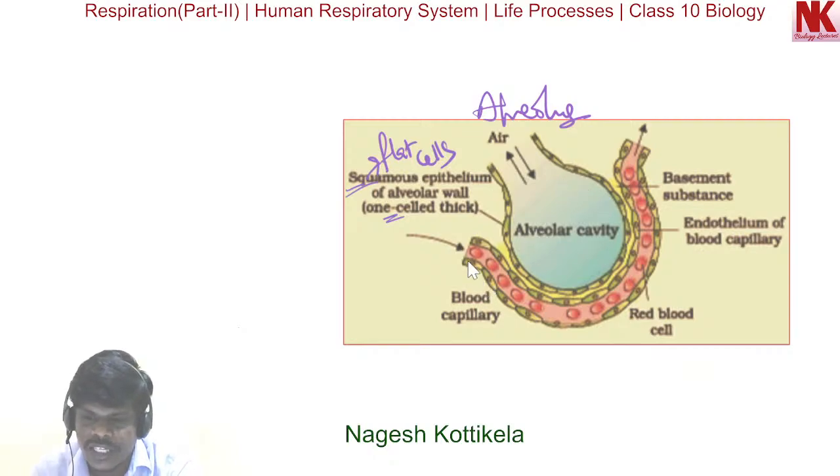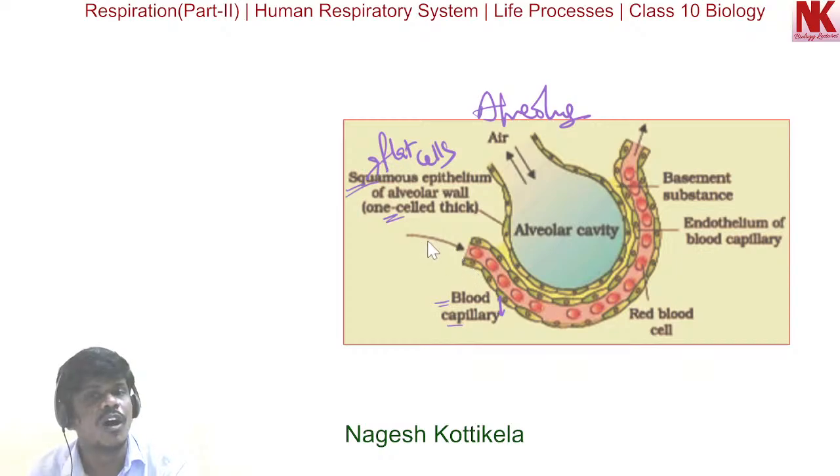Now you can see this is a blood capillary supplying blood here. Again, these blood capillary walls are also one cell thick. You can see this is one single cell layer, and this is also one single cell layer. Now this is the direction of blood flow, the deoxygenated blood.